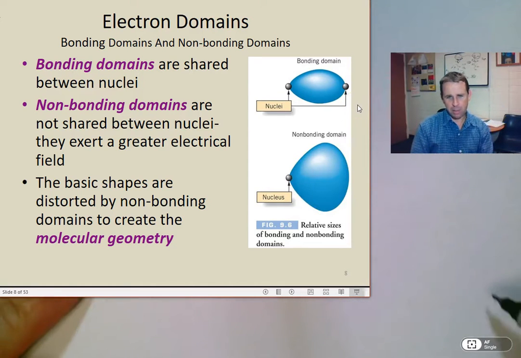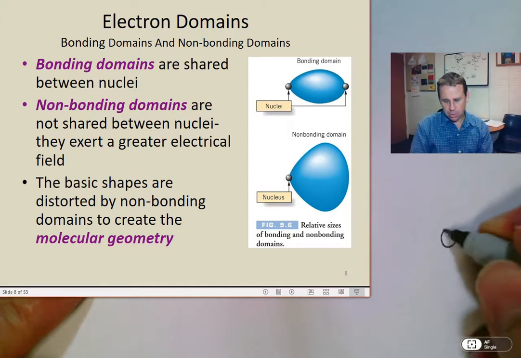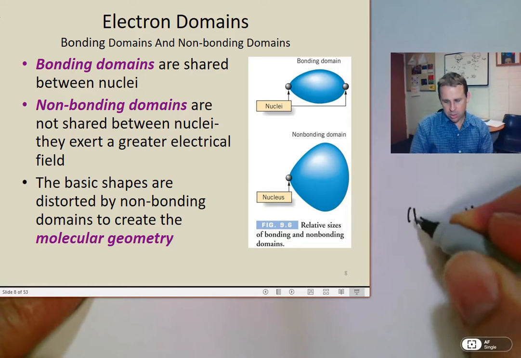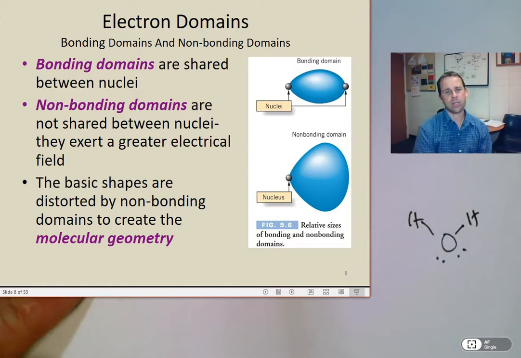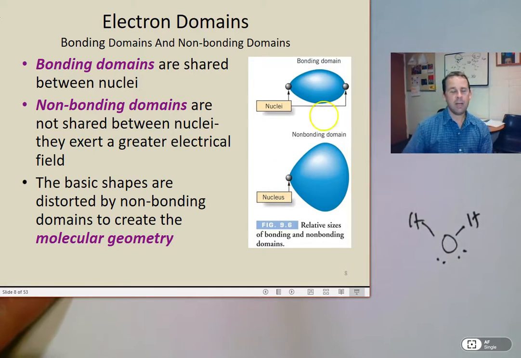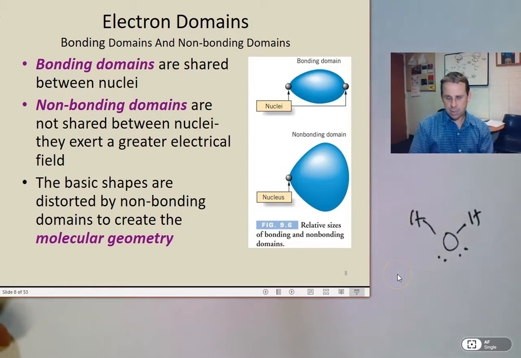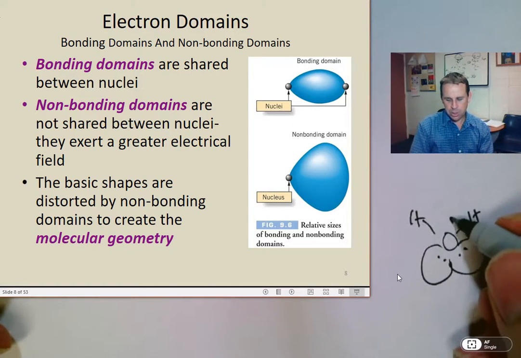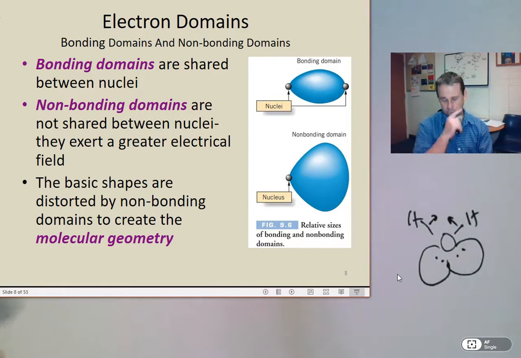So if we have a compound like water here, two hydrogens, and then two regions of lone pairs, electron density. Non-bonding domains take up space. In fact, they take up more space. You see how this is a little bit bigger than bonding electron density between two nuclei, because here the nuclei bring in the electron density a little bit tighter, but here it spreads out more. And what that does is that spreading of this electron density ends up pushing these bonds a little bit closer to each other.